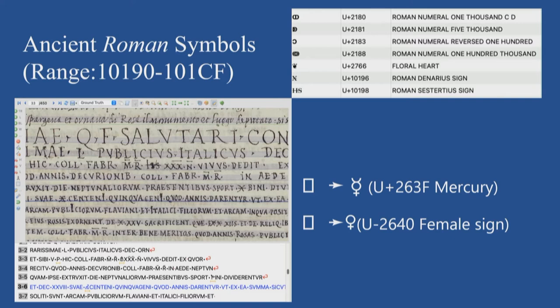The Roman sestertius and the Roman denarius, although visible in the keyboard, were not correctly displayed during transcription, as you can see in the image. See lines 3-3, 3-5, and 3-6. You can see some examples.